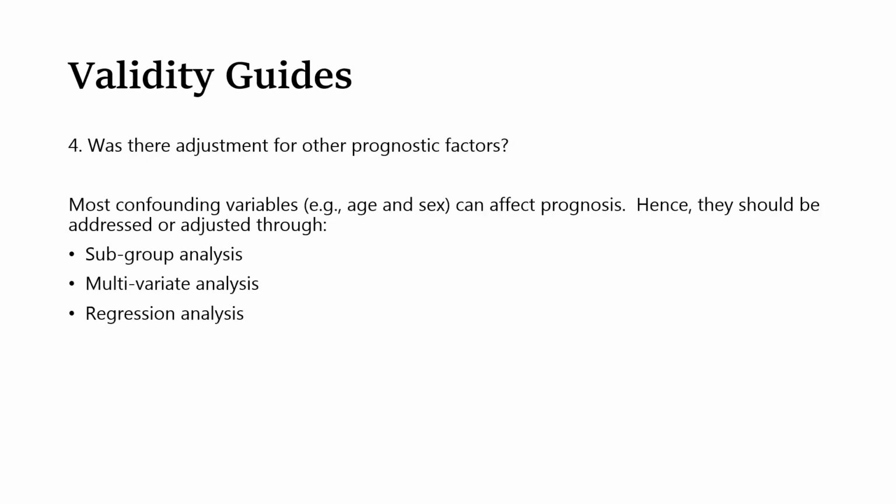Fourth question, was there adjustment for other prognostic factors? Most confounding variables such as age and sex can affect prognosis. Hence, they should be addressed or adjusted through subgroup analysis, multivariate analysis, or regression analysis. Regression analysis allows us to determine the most powerful predictors or prognostic factors.